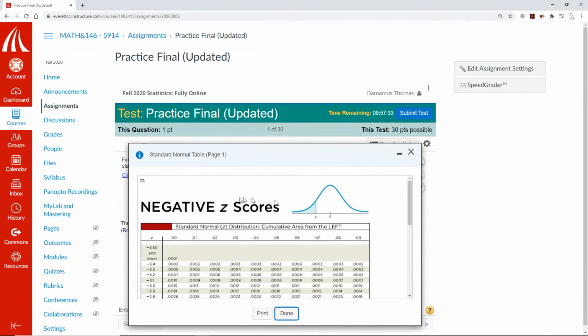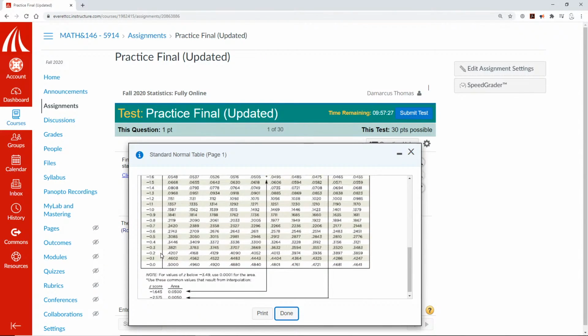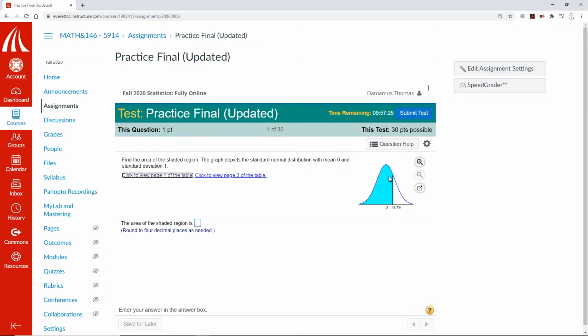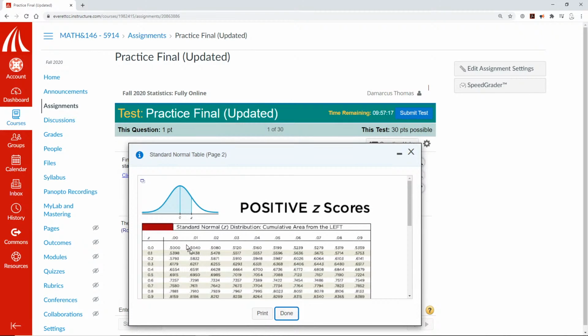Well, here it has the negative z-scores. So if our area is to the left of 0, we get to use these values. It doesn't look like we're to the left of 0 because our z-score is positive. It's greater than 0. So let's look at the second page of our table. Now the second page deals with z-scores that are to the right of 0, positive z-scores.